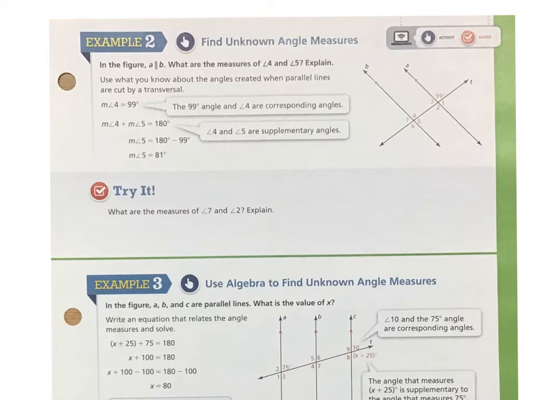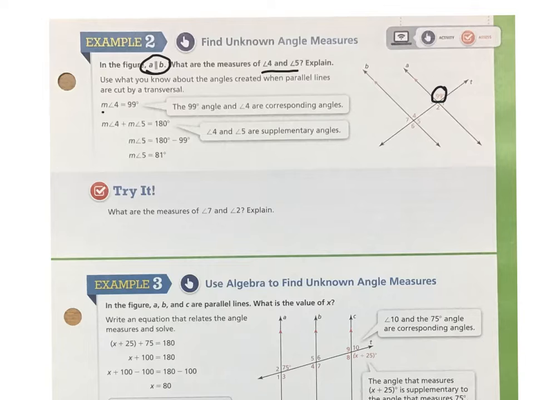For example 2, we now can use these relationships to find unknown angle measures. So take a look at the picture. It tells us that A and B are parallel lines, and they want us to give the measures of angles 4 and 5. When I look at that diagram, I see 8 angles total, and only one of them is given to me, and that is the angle labeled 99 degrees. Or they call it angle 4. I think that actually would be angle 8.